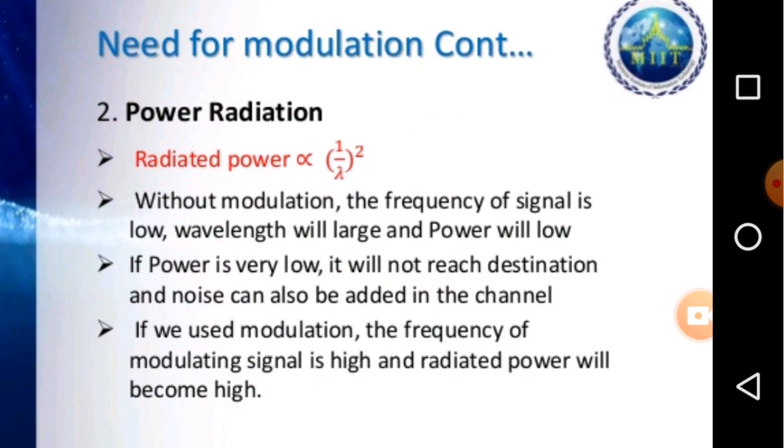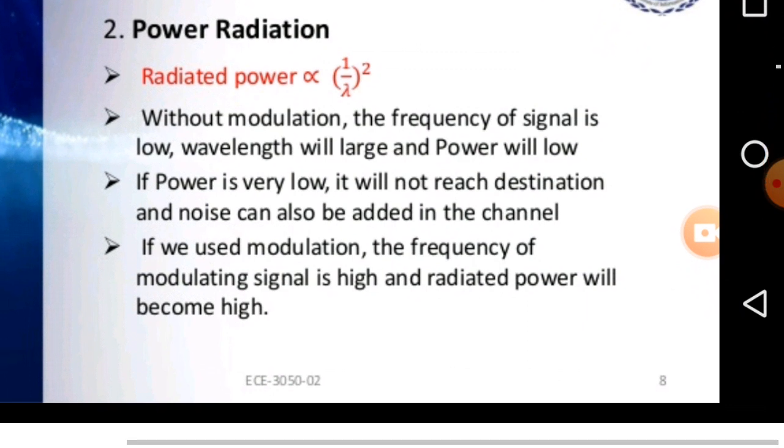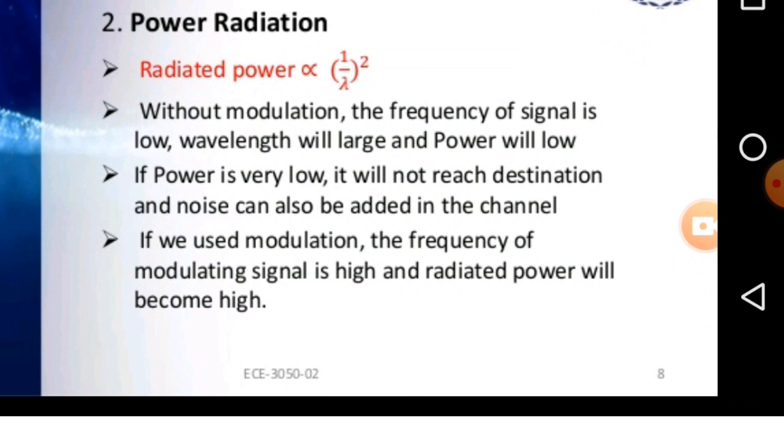The next point of the need for modulation is power radiation. Radiated power is proportional to 1 upon lambda square. Without modulation, the frequency of the signal is low, the wavelength will be large and power will be low. If power is very low, it will not reach the destination and noise can also be added in the channel. If we use modulation, the frequency of the modulating signal is high and radiated power will become high.